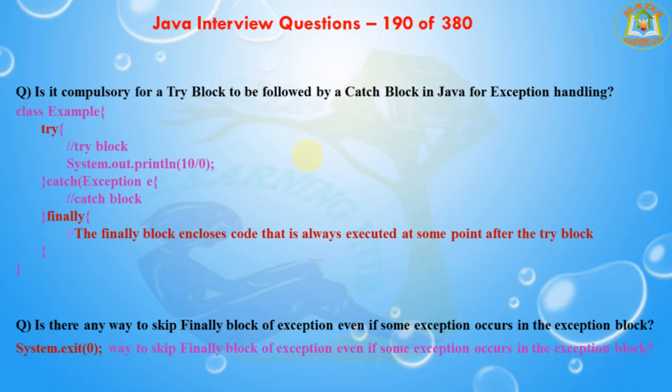and the only way to avoid the execution of any statements in the finally block is by aborting the code forcibly, by writing the following line of code at the end of the try block: System.exit. System.exit(0) is the way to skip the finally block even if some exception occurred in the try block.